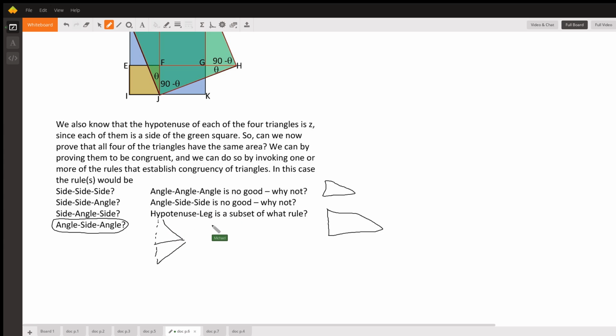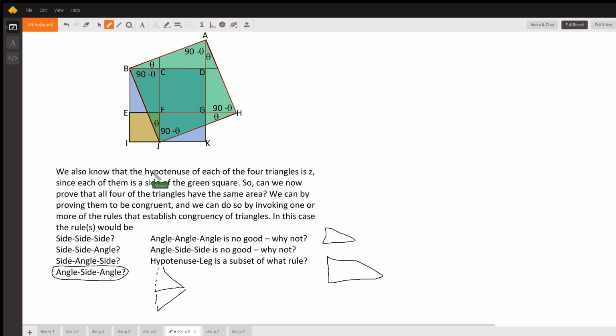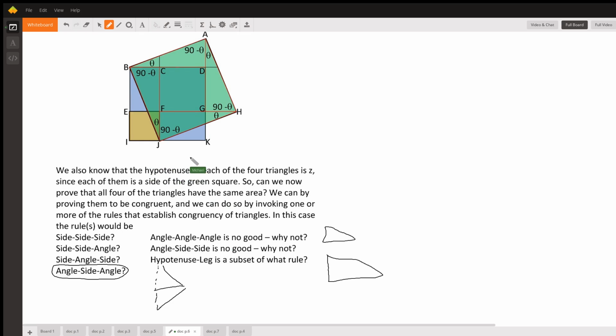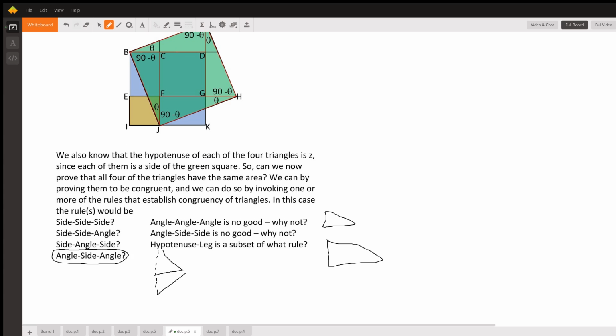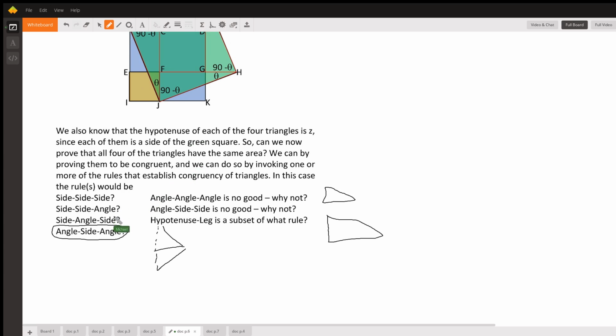Hypotenuse leg, does that work? Yes. We know, no, not in this case, I'm sorry. But what is it? It's really one of these in disguise. So if it's a hypotenuse, what do we know? If it's a hypotenuse, we know it's a right triangle, and therefore we know one of the angles is 90 degrees. So we have two legs and an angle, and so it's an example of that side-side-angle. This is just a special case of it when it's a right triangle.